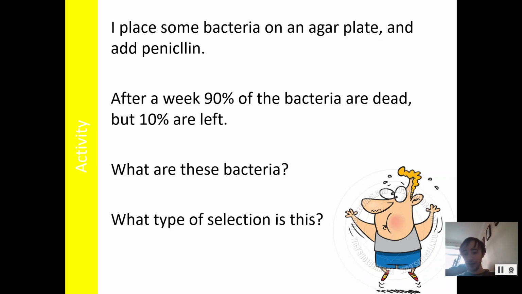It's directional selection. Now we're going to talk about this a whole heap more on the next lesson, when I'm going to talk you through a practical we're going to do when you get back into school on antibiotic resistance. So be prepared for that next lesson, but that's all I wanted to say about this for today.